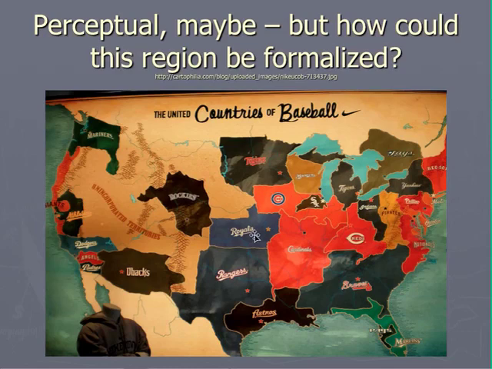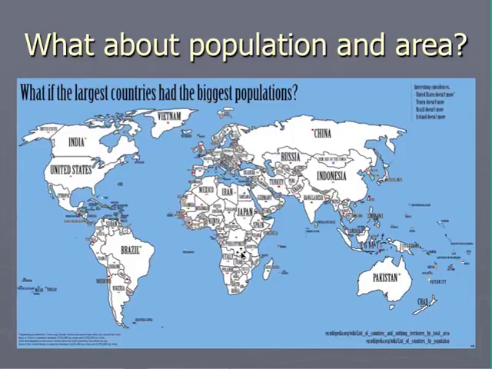Here we have baseball, countries of baseball. Here we're obviously Astros country. Again, these are perceptual. They don't have any true borders, and they can change. All right, population and land area. So again, if your country had the biggest population, you can see China would then be moved into Russia. India would be moved over here into Canada. We would still be third because we're the third largest in size and population. So just an interesting perceptual map there.